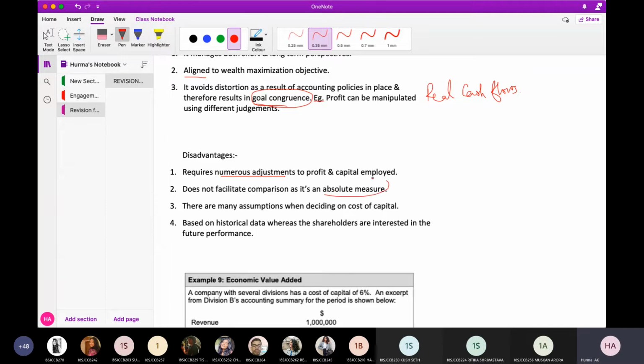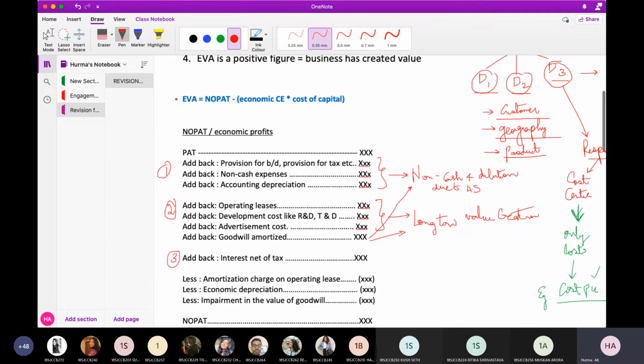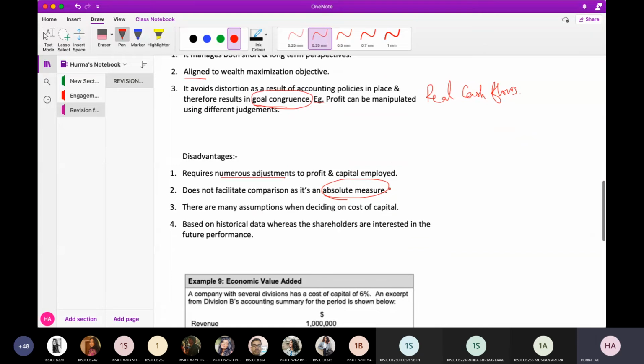Plus, it's an absolute measure. What do I mean by absolute measure? It is not in percentage, right? Whatever answer I get using this particular formula is not in percentage. It is in a value. That's why we call this an absolute measure. If it is in percentage, we call that a relative measure. This is an absolute measure, which means it is in value, not in percentage. So because it is not in percentage, it does not facilitate comparison.